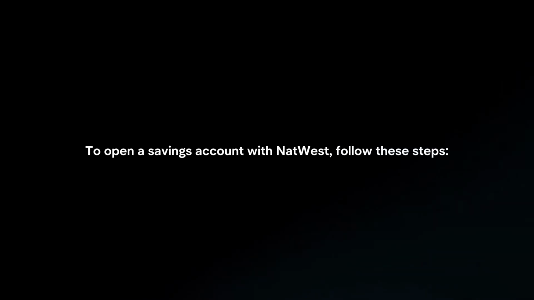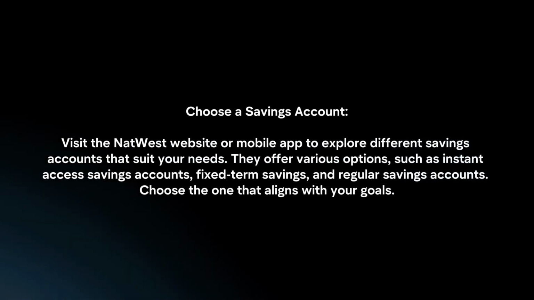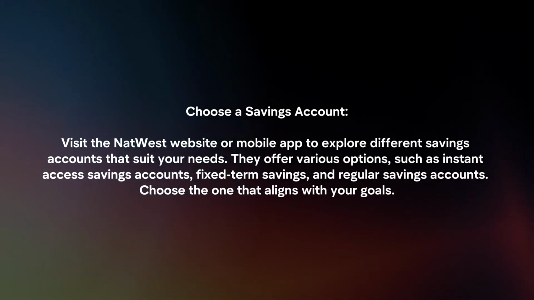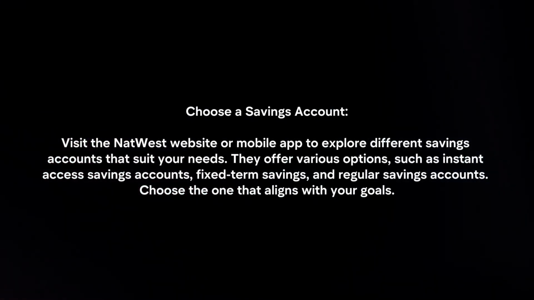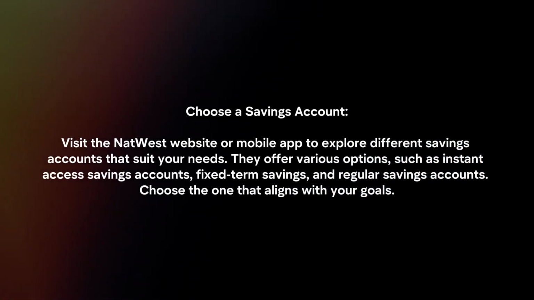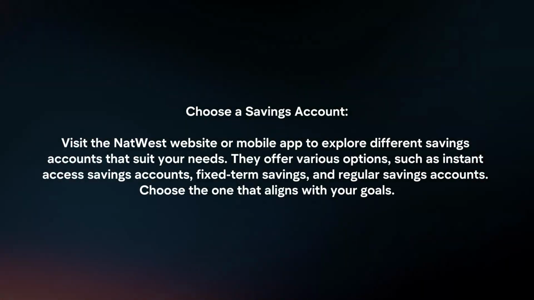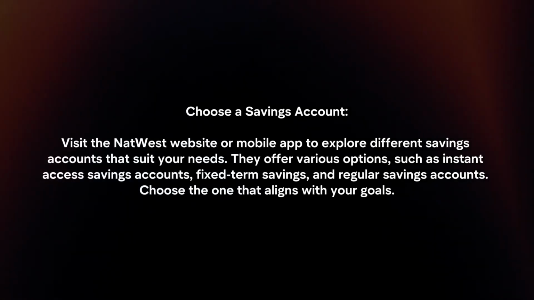To open a savings account with NatWest, follow these steps. Choose a savings account. Visit the NatWest website or mobile app to explore different savings accounts that suit your needs. They offer various options such as instant access savings accounts, fixed term savings, and regular savings accounts. Choose the one that aligns with your goals.